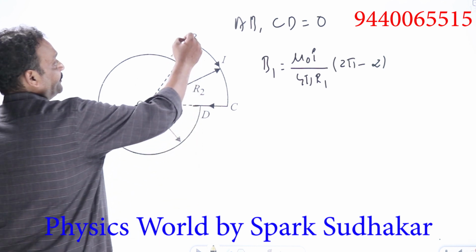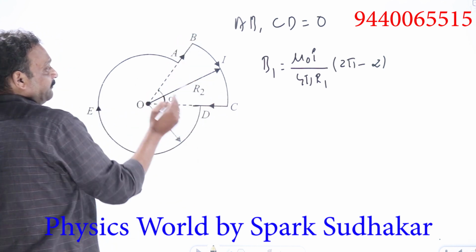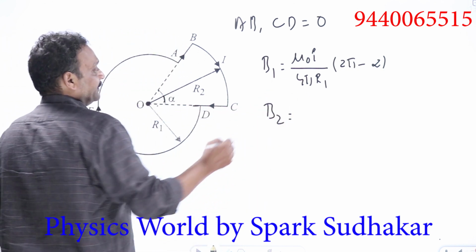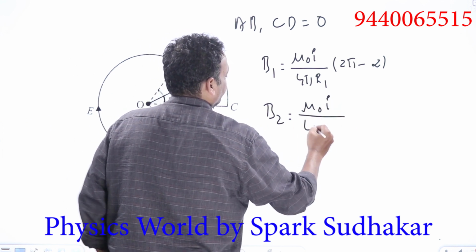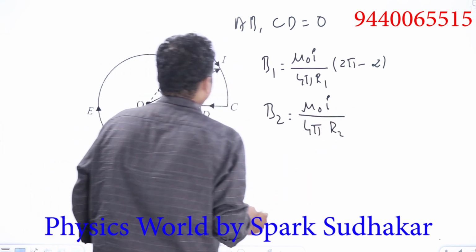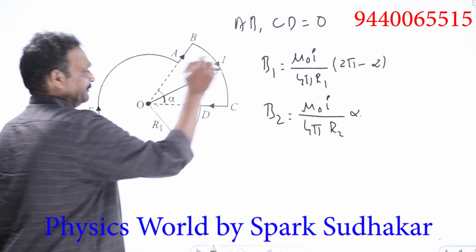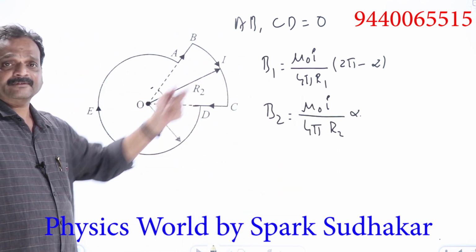Next, what is the field due to the segment BC? It is subtending an angle alpha. So I'll call that magnetic field B2. B2 equal to mu naught I by 4 pi, the radius of this circle is R2, into the angle subtended in radians, alpha. If B1 and B2 are in the same direction, we'll add them. If they are in opposite directions, we have to subtract.